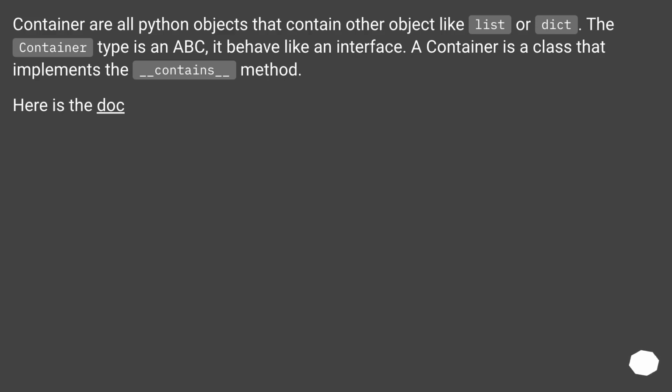Containers are all Python objects that contain other objects, like list or dict. The Container type is an ABC, it behaves like an interface. A container is a class that implements the __contains__ method. Here is the doc.